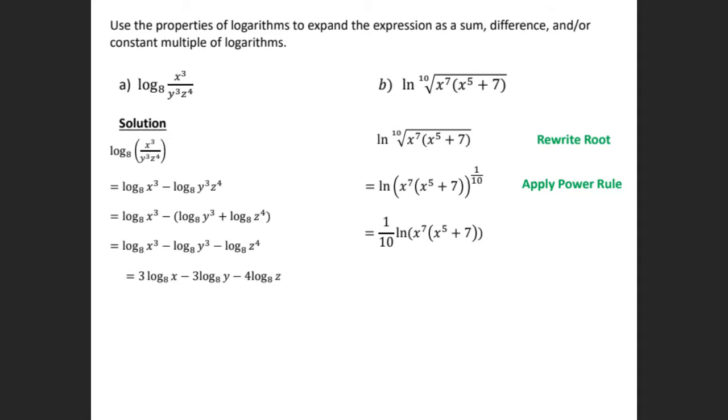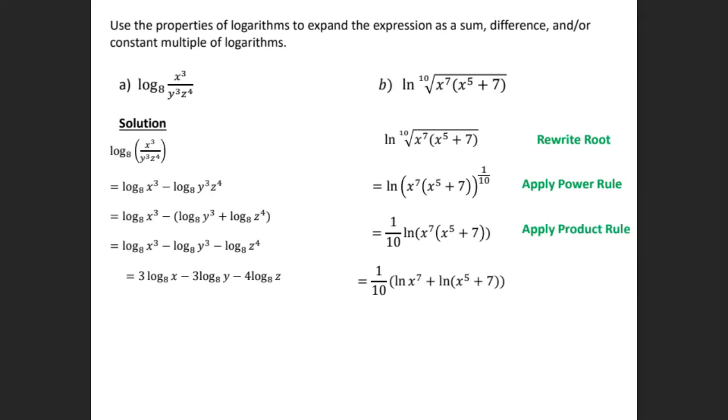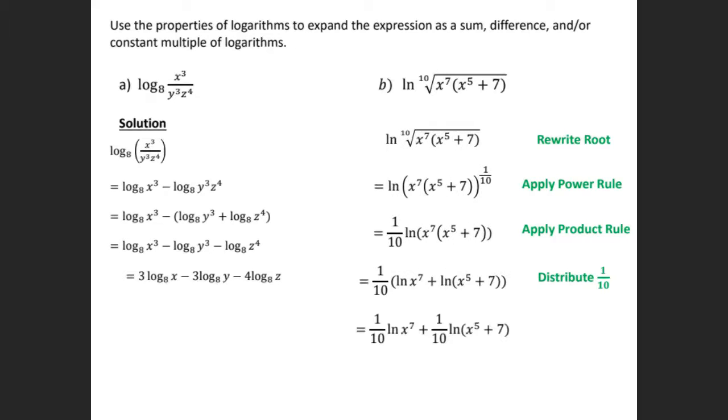As you can see, I see two things that are being multiplied with each other. So what I can use is my product rule now. My product rule is going to give me 1/10, and I'm going to use parentheses. I can distribute my 1/10 later. So I have natural log of x to the 7th plus the natural log of x to the 5th plus 7. Like I said, I think you can leave the answer like that, but just in case the computer might be picky, we'll distribute the 1/10.